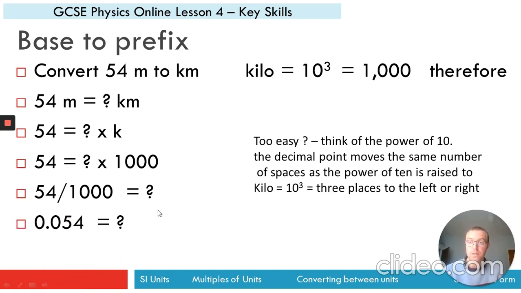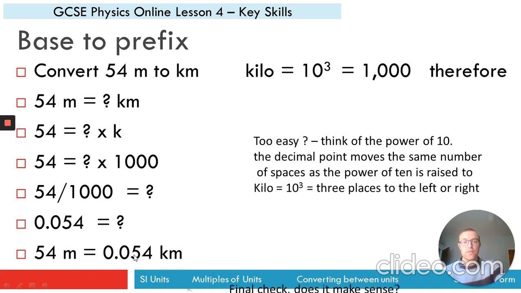54 divided by 1,000 is equal to, put it into your calculator if you can't do it, or move your decimal place 3 spaces to the left, and you get 0.054. So the number that we wanted to know is 0.054. So 54 meters is equal to 0.054 kilometers. There we go.